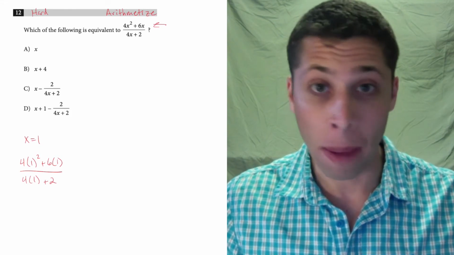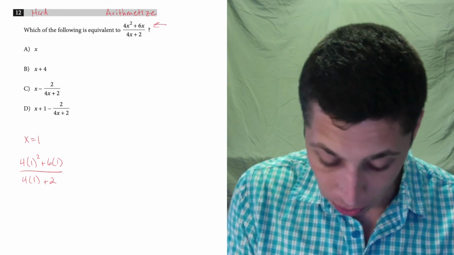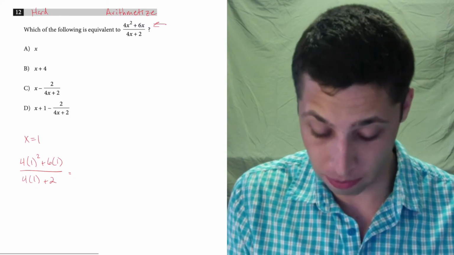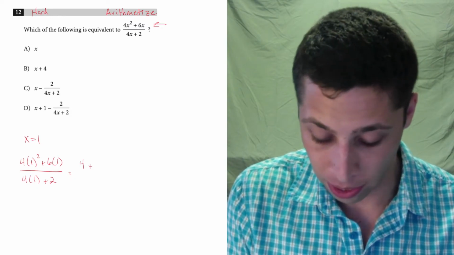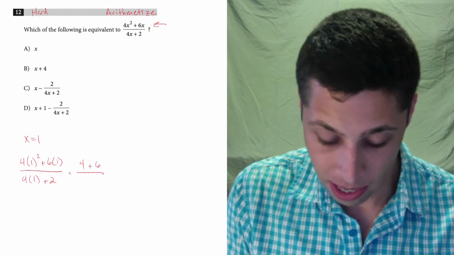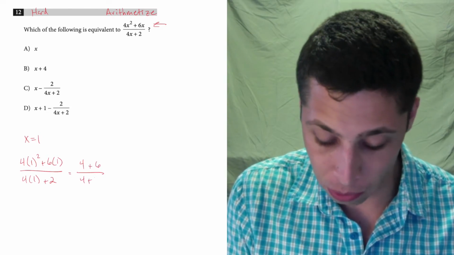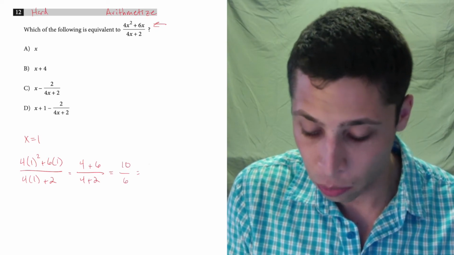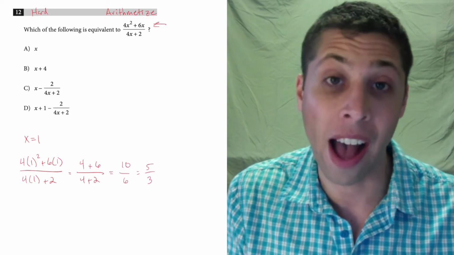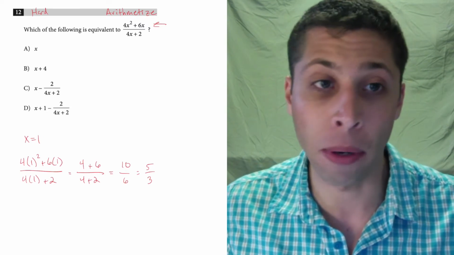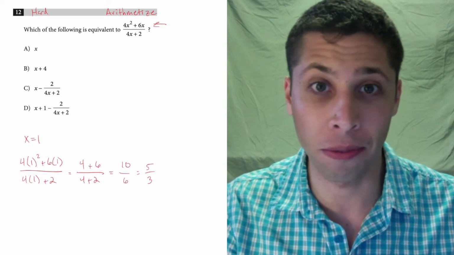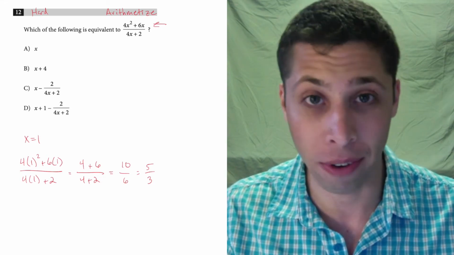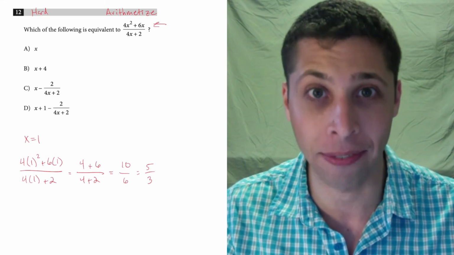I use PEMDAS to go through the steps here. First I want to do 1 squared. Okay, that's 1, and then 4 times 1 is just 4. Okay, 6 times 1 is 6. 4 times 1 on the bottom is 4 plus 2, and that can simplify to 10 over 6, which simplifies to 5/3. It's a messy number, but we don't need it to be much more complicated, because some of our answer choices are going to have fractions in them as well. So it's okay to have a fraction.